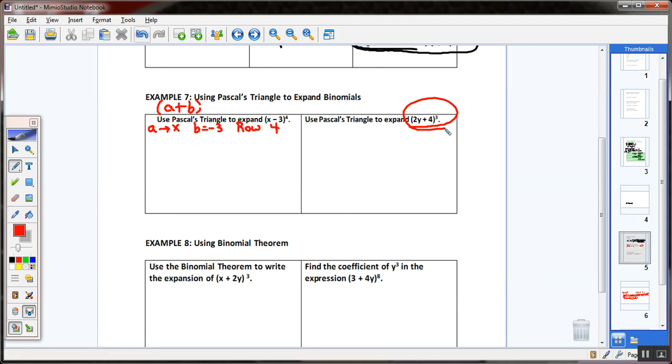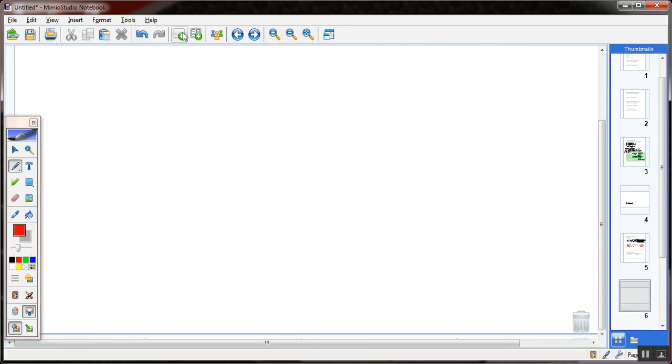The nice thing about this, what row are you going to be in? 3. So are you going to have more terms or less terms in the last one? Okay, so I'm going to take this example and write it on a separate sheet. That next example was 2y, and what was in parentheses? Plus 4, all to the what? 3rd.